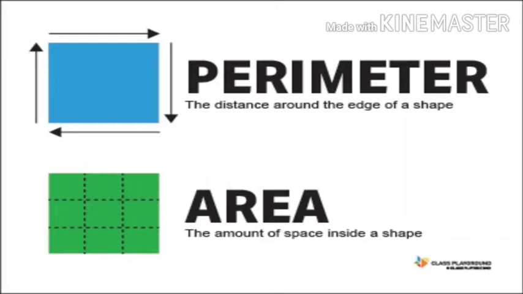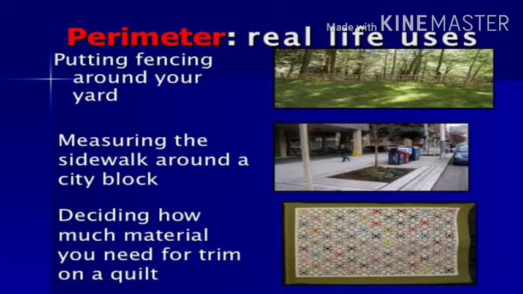In this unit today we are going to see the perimeter of a rectangle, square and right angle triangle and the area of a square, rectangle and right angle triangle. Now let's see the real life uses of perimeter and area.